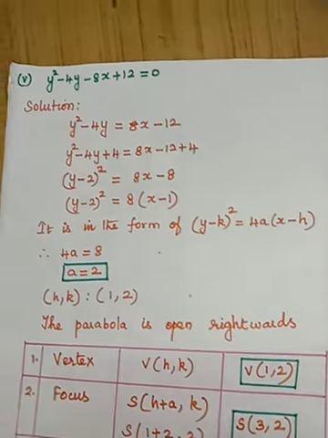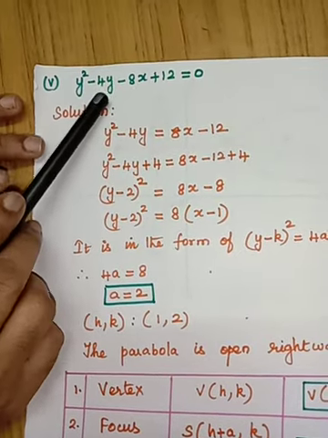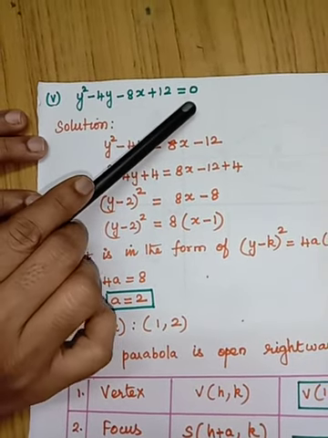Okay, we'll come to the last problem. So see now, the same way here, y squared minus 4y minus 8x plus 12 is equal to 0.